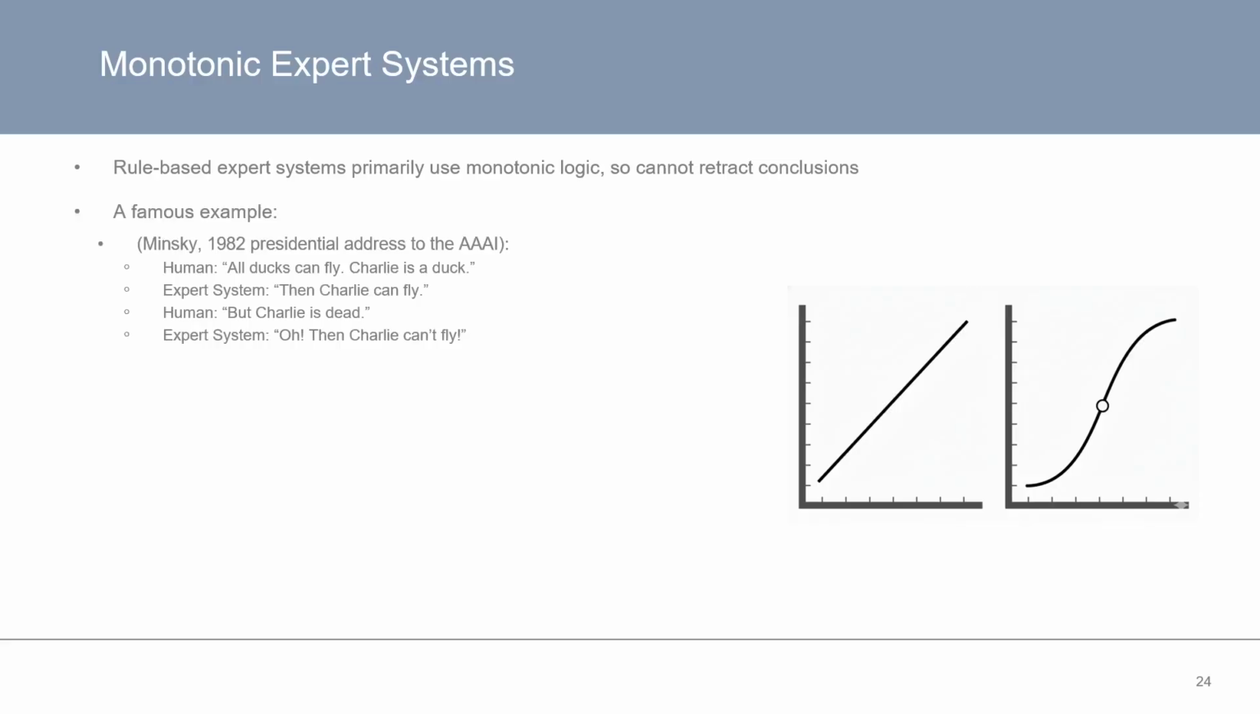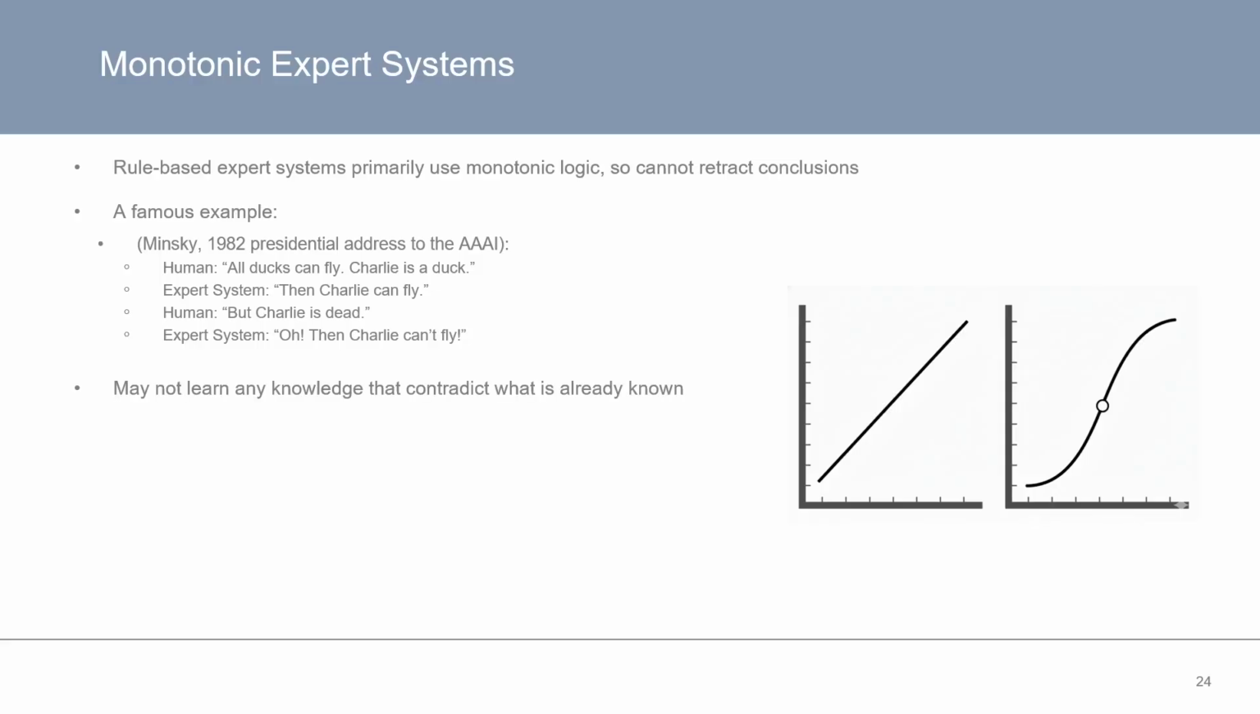Here's a fairly famous anecdote given by Minsky at a 1982 presidential address that illustrates where monotonic logic fails to work well. He gave the example where a human indicates that all ducks can fly, and Charlie is a duck. The expert system then reasons that Charlie can fly. Then the human adds the fact that Charlie is dead. So now the expert system ideally needs to be able to change its conclusion and reason that Charlie can no longer fly, given the additional knowledge that Charlie is dead.